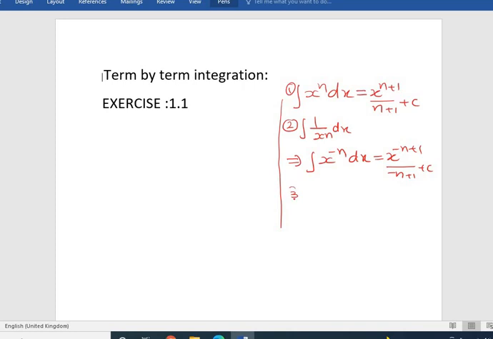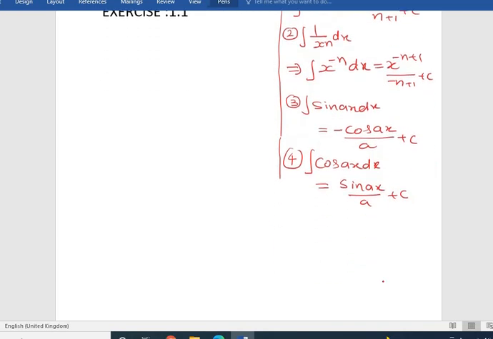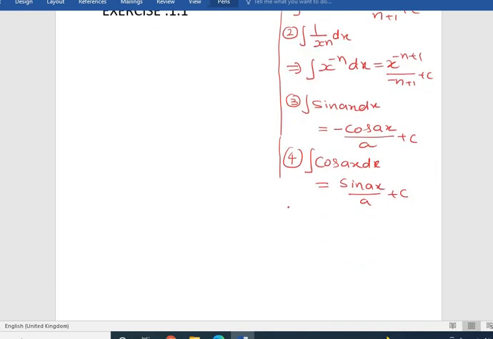A few more rules are required, like the integration of sine ax dx. The integration of sine ax dx is equal to minus cosine ax divided by a, where a is a constant term, plus c. Similarly, the integration of cosine ax dx is equal to sine ax divided by a plus c.